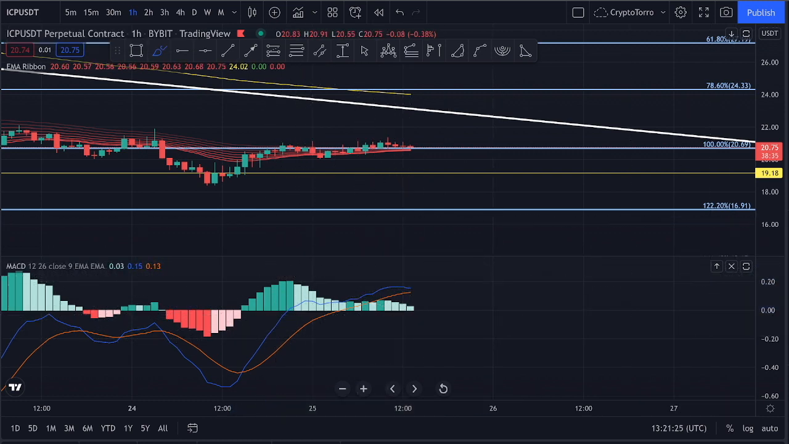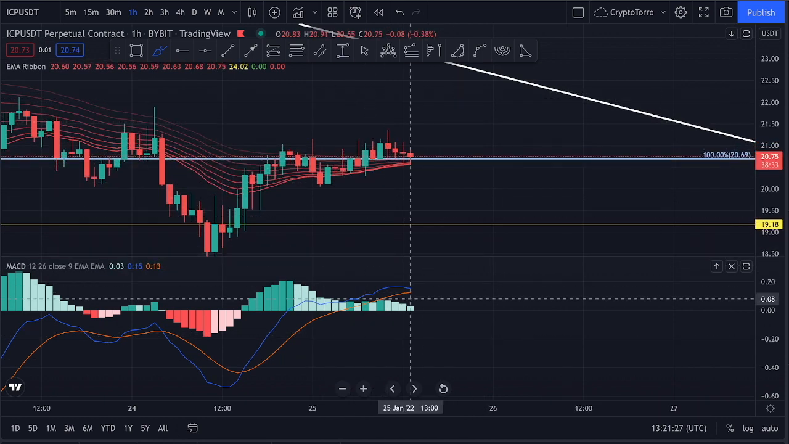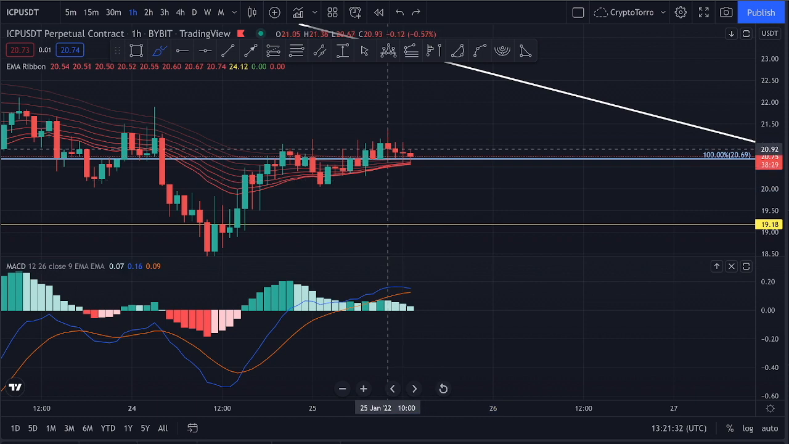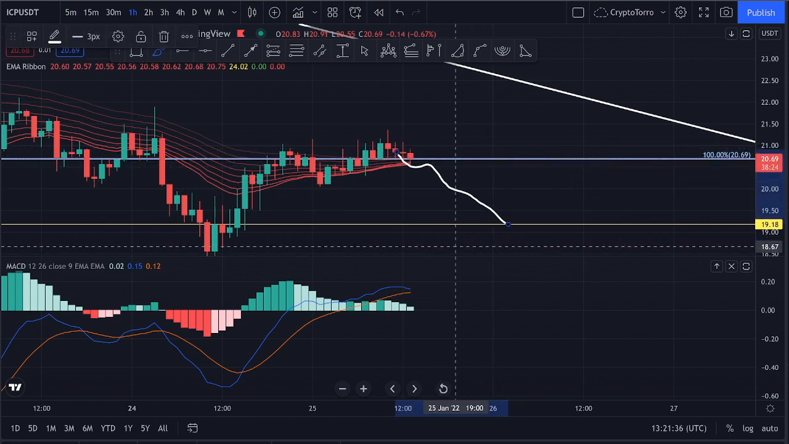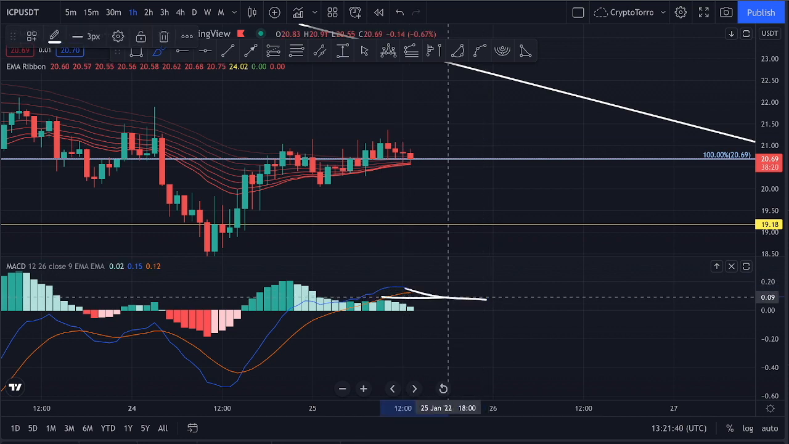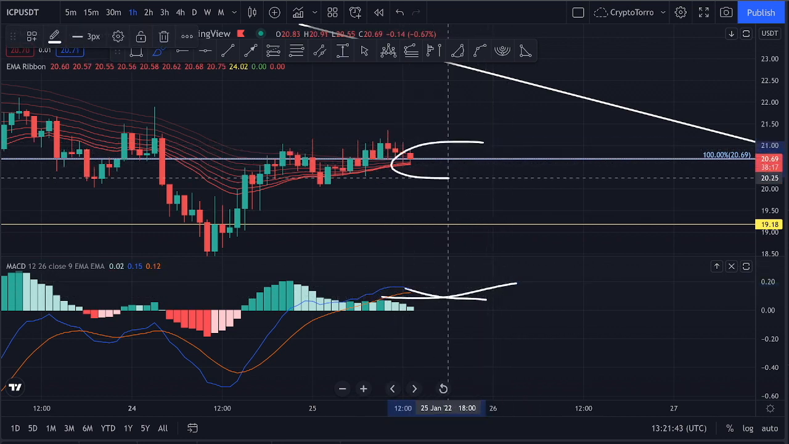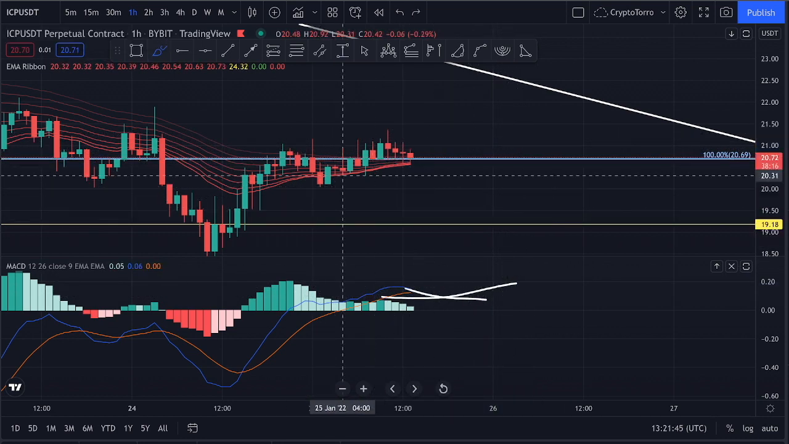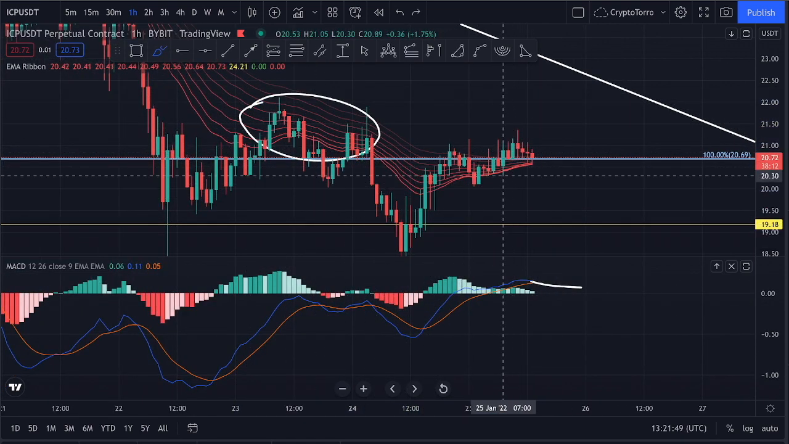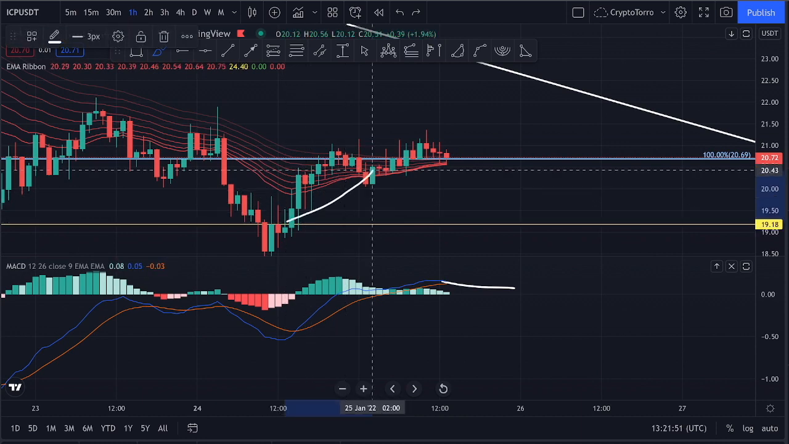So therefore, right now we could perhaps see, if we do break down underneath the $20.69 range, a possible breakdown occur towards $19.20, especially because we will be seeing a crossover occur if we do not hold strong on top of this area. As well, we are retesting the EMA ribbon already several times. Right now, we did actually see a clear breakout occur above the EMA ribbon.